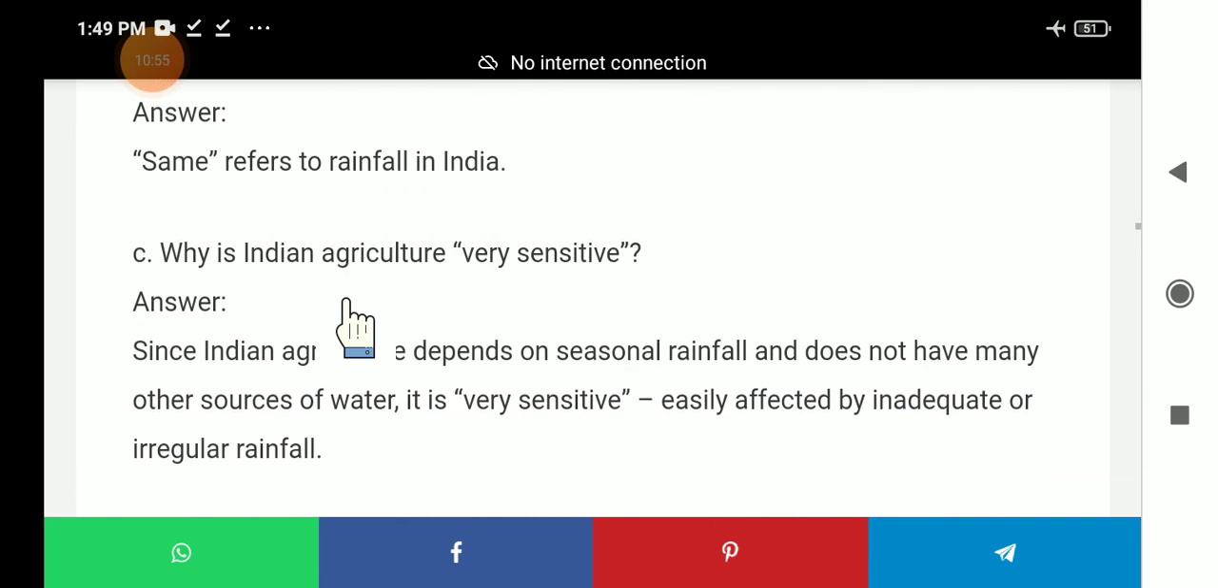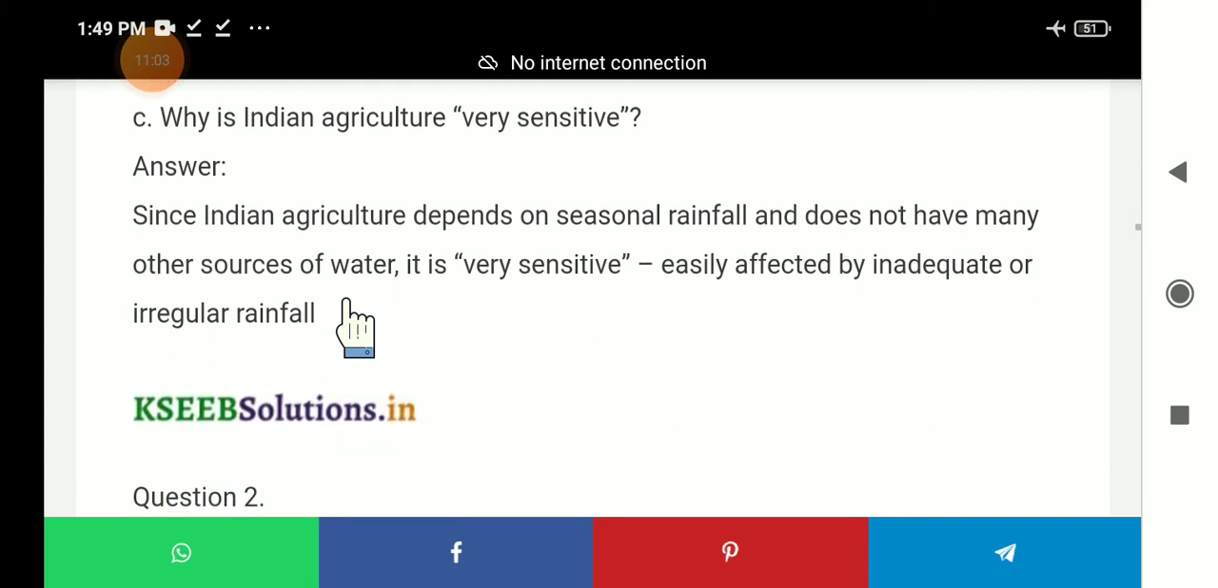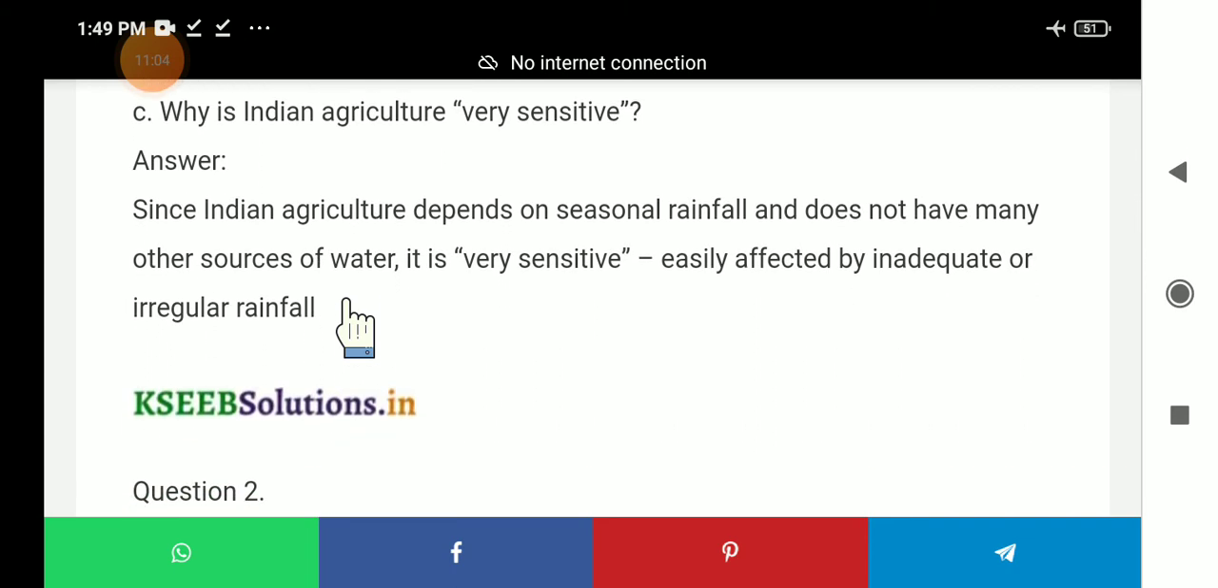See, why is Indian agriculture very sensitive? Sensitive means very delicate, very light. Why is it so? Answer: since Indian agriculture depends on seasonal rainfall and does not have many other sources of water, it is very sensitive, easily affected by inadequate or irregular rainfall. Did you get the answer? This is a perfect answer for this question. That's why it is considered very sensitive.